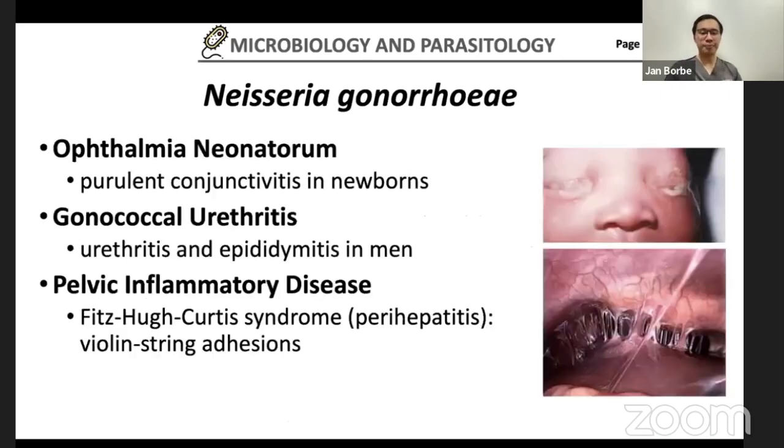Ophthalmia neonatorum is an eye infection in the newborn. Take note: when we say ophthalmia neonatorum, that's not just specific for gonococcal infections. It can also be from other eye infections in the newborn. So it's not only Neisseria gonorrhoeae, but it is traditionally and classically associated with Neisseria gonorrhoeae.